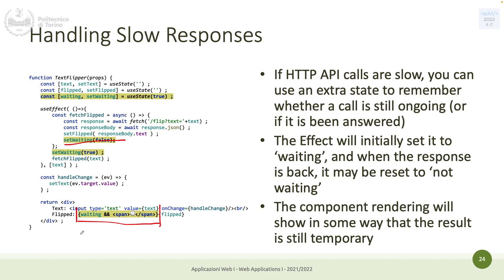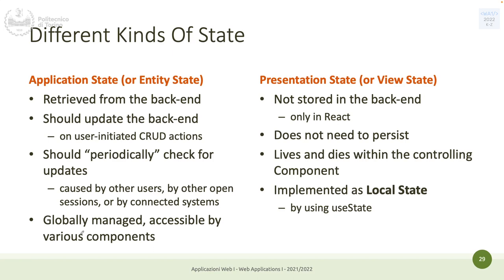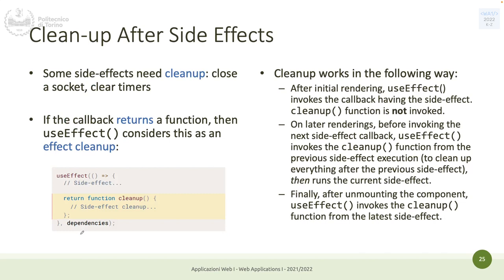Okay, this is one way to handle slow responses, adding an extra state that is just for presentation, as we have mentioned the other time. It's not an application state for getting new information. It's mainly for presentation, for communicating to the person that everything is working properly, they just have to wait for some change that happens. And this lives and dies within the controlling component. Typically, it's not something that you pass through other components, because it's just that component that needs to wait for that specific kind of information. Let me go back here. Okay, this is waiting.